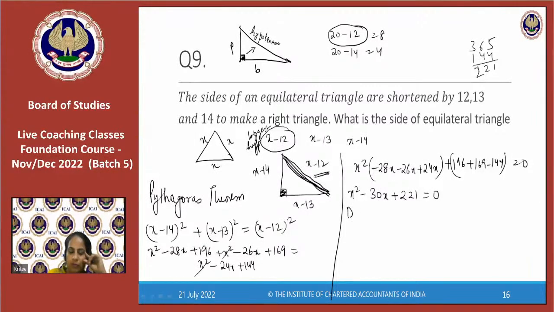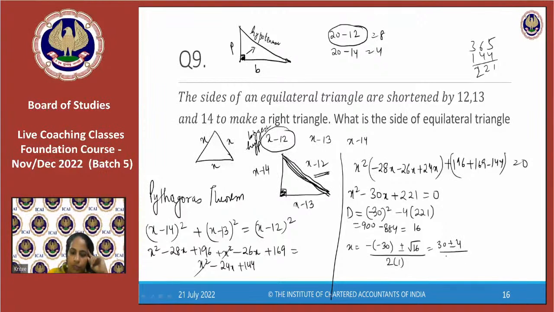Okay. So D is equal to b square minus 4ac. 900 minus 884, 16. x is equal to minus b plus or minus root D by 2a. 30 plus or minus 4 by 2. 34 by 2, 17, and 26 by 2, 13.